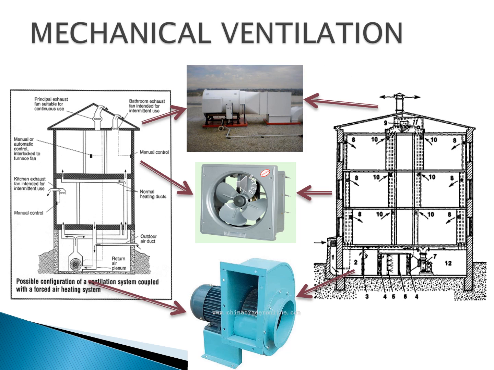Mechanical ventilation systems circulate fresh air using ducts and fans rather than relying on airflow through opening windows or roof. The pictures illustrate the possible configuration of a ventilation system coupled with a forced air heating system. It is essential with mechanical ventilation system that the air is heated before it is forced into the building.